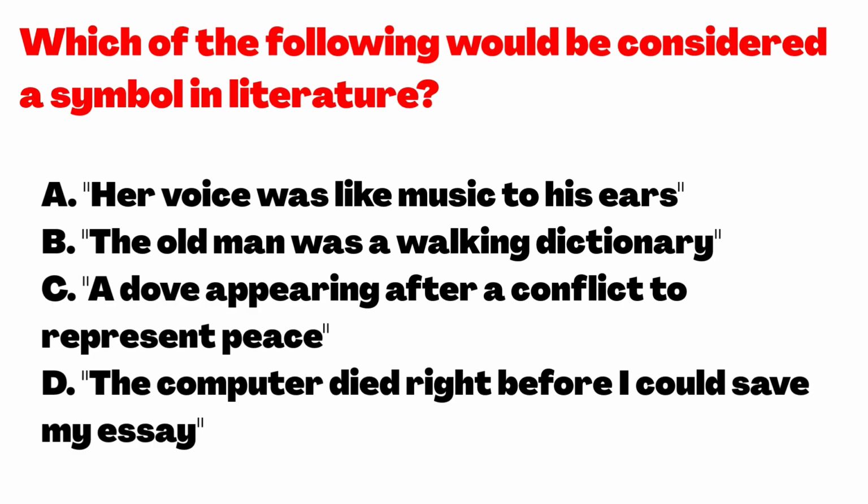Which of the following would be considered a symbol in literature? Her voice was like music to his ears. The old man was a walking dictionary. A dove appearing after a conflict to represent peace. The computer died right before I could save my essay. The correct response is a dove appearing after a conflict to represent peace.